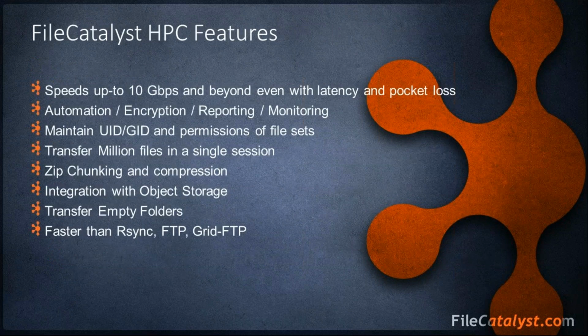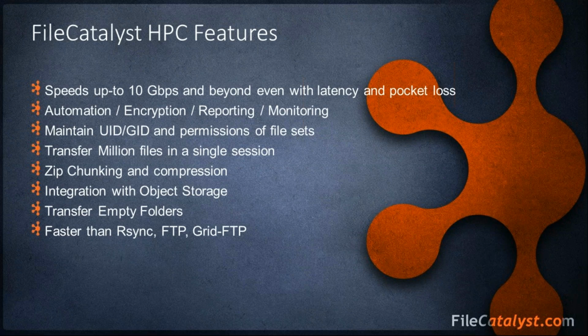So some of the unique HPC features that our customers in the HPC world use. We can easily do 10 gigabits with encryption and with latency and packet loss on the line. Doesn't matter how far the two points are. So you need to send data from Frankfurt to Singapore, no problem. You'll get a full 10 gig line over the public internet. We have automation, encryption, reporting, and monitoring of all these transfers. We'll give you the ability to set your UID and GID permissions on file sets, so when you're moving files from one Linux machine to another, all of this will be maintained.